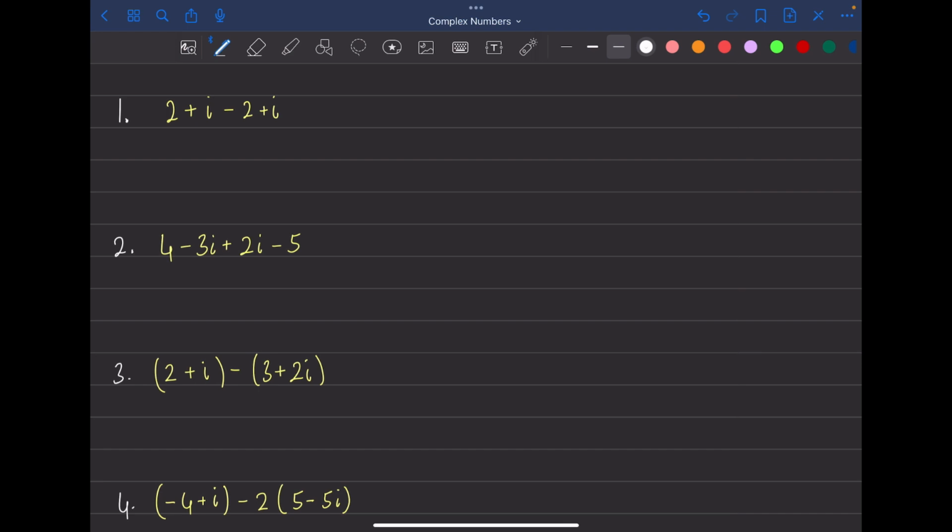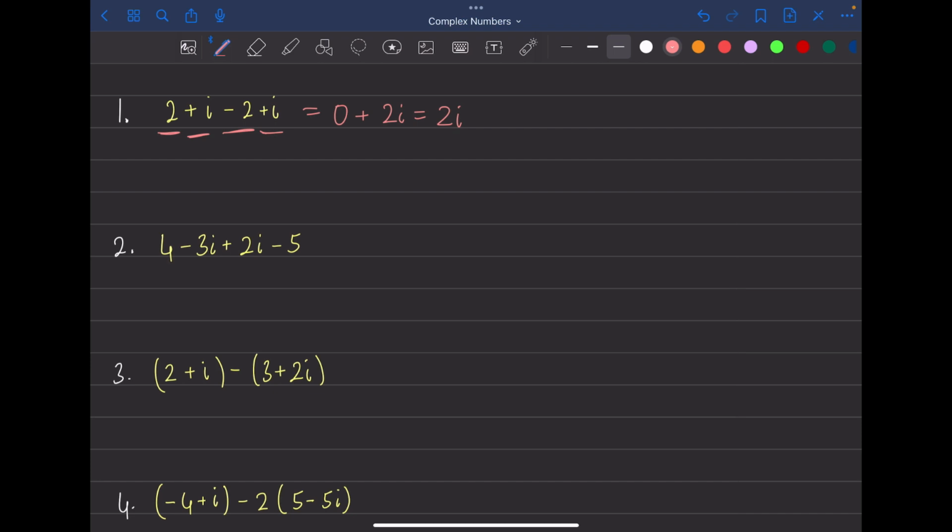Okay, so the first example here is 2 plus i minus 2 plus i. So very simple, but our first step, once again think of an algebra question, is to combine like terms. So the like terms, or the whole numbers, are 2 and -2. Those go away. 2 minus 2 is 0. So we have 0, and then i plus i is 2i. So 0 plus 2i is the exact same as just 2i. Once again, think of it like an x you have seen in algebra before.